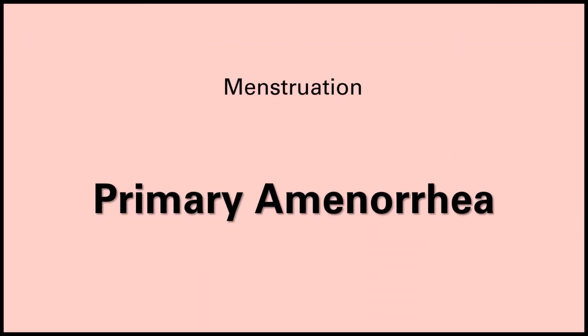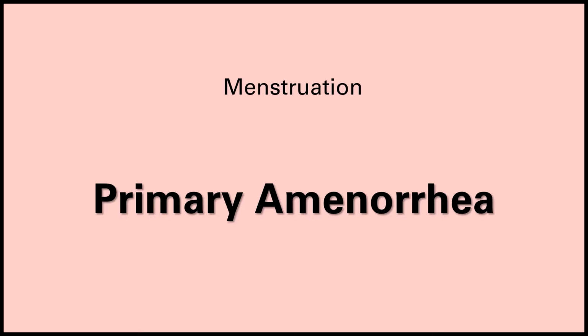Amenorrhea is the next topic, so I'm going to start out with a few definitions. Oligomenorrhea means infrequent menstruation, or periods that are further apart than 35 days. Polymenorrhea means frequent menstruation, or periods that are less than 21 days apart. Amenorrhea is absence of menstruation.